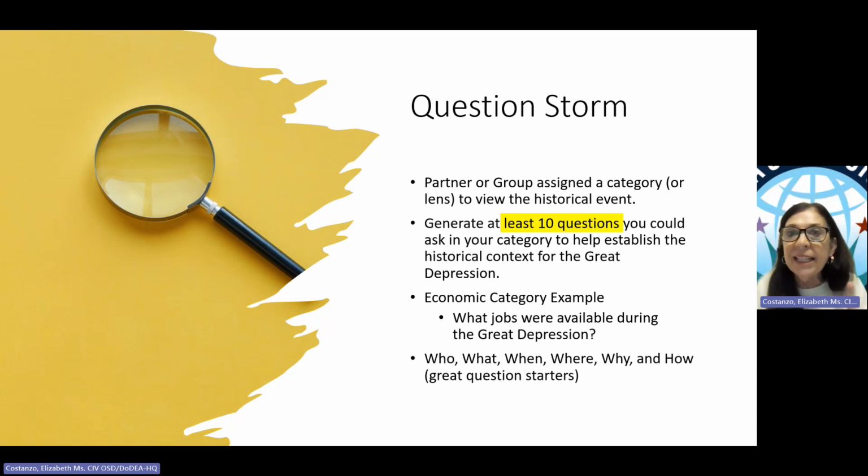In your group, you're going to generate at least 10 questions you could ask in your category to help establish the historical context for the Great Depression. For example, if you're assigned the economic lens, one question might be, what jobs were available during the Great Depression? That would be a great question for research, which goes back to good question starters remaining the same. Who, what, when, where, why, and how are usually really great question starters to get people to think. So we're going to use those as we do our question storms. Any questions about the question storm?